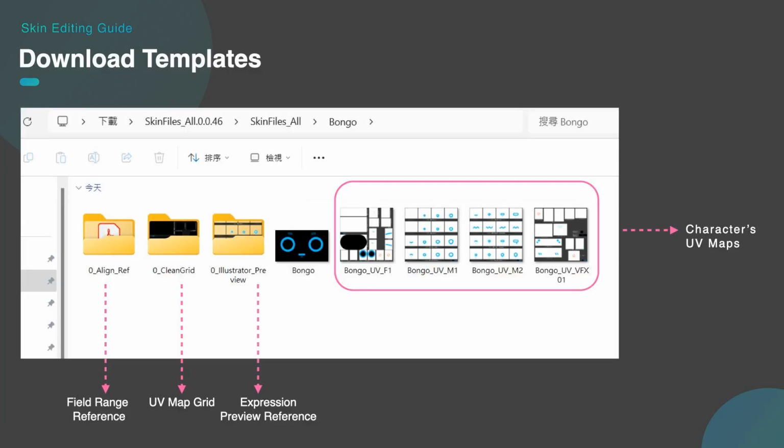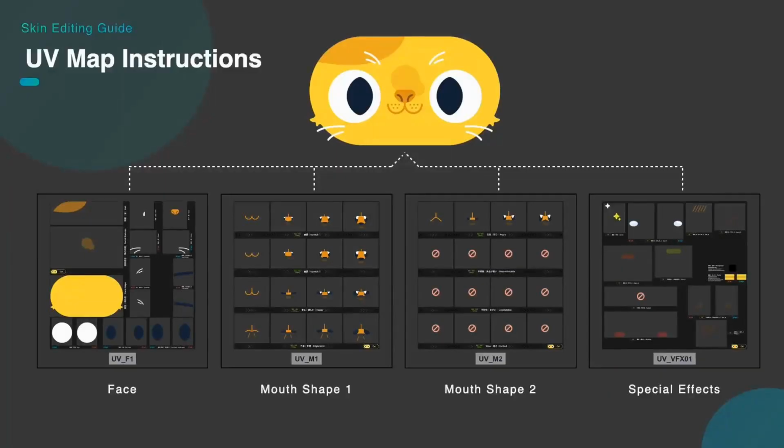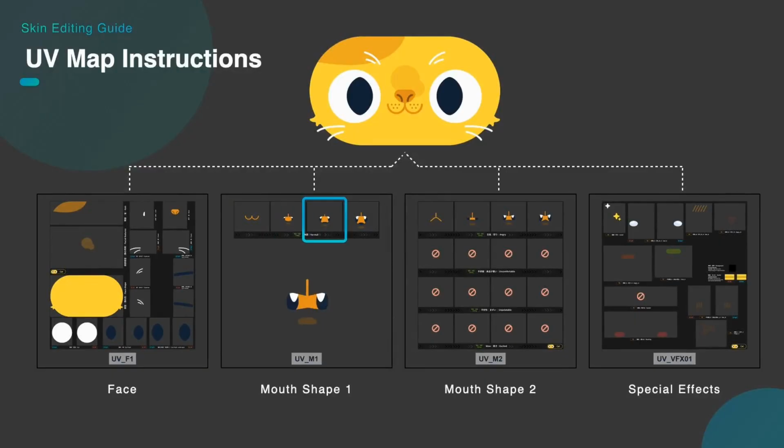The downloaded files will include folders for the 3 characters, each containing Field Range Reference, UV Map Grid, Expression Preview Reference, and 4 UV maps of the character. So what is UV map? The robot's skin is composed of UV maps, which can be seen as images with multiple fields. The system extracts facial features from the UV map fields and combines them into a complete character face. Each character is made up of 4 UV maps.